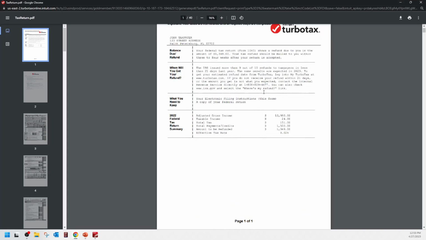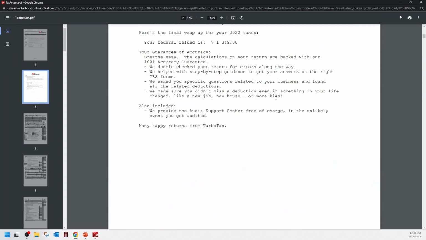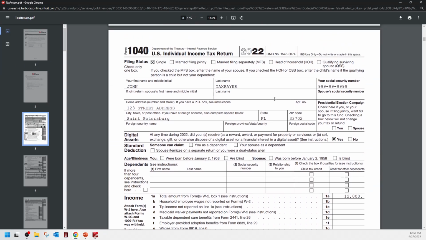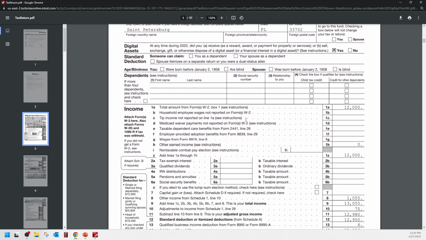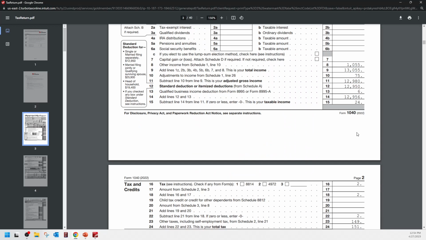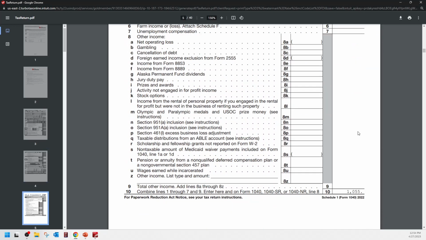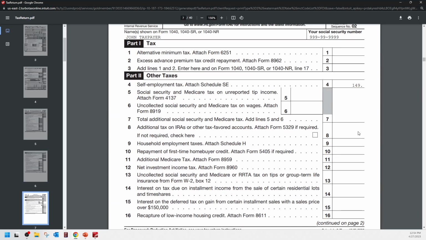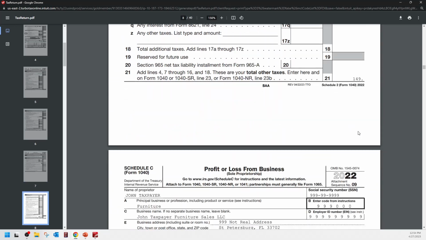Okay, let me zoom in here so it's easy to read. Okay, so here's our 2022 tax return. John, taxpayer, single filer. You can see here on line 1A, those are his wages from his sales agent job. Remember that he had a W-2 for that income. But what's really important and what we're focusing on here is his Schedule C.